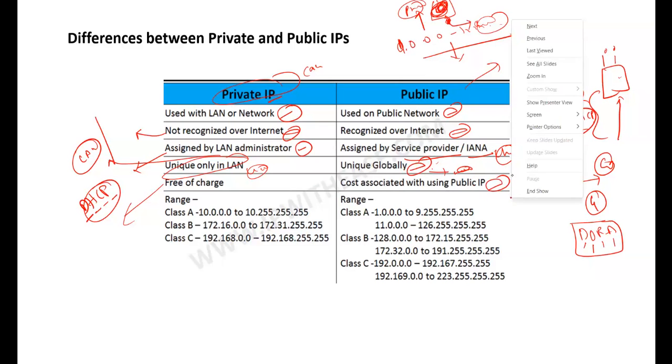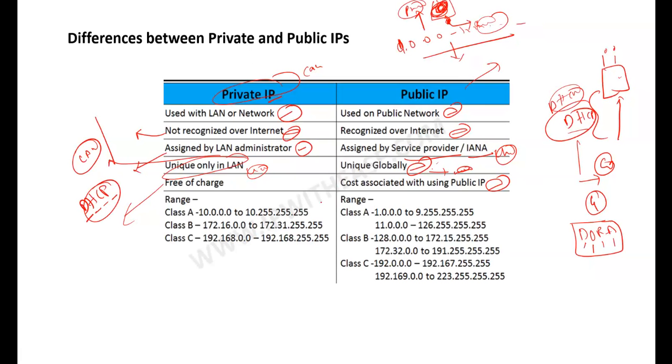So this is about public IP addresses and private IP addresses, and these are the ranges of private and public IPs. Is it clear or any doubt, Jeevan? Yeah, clear.